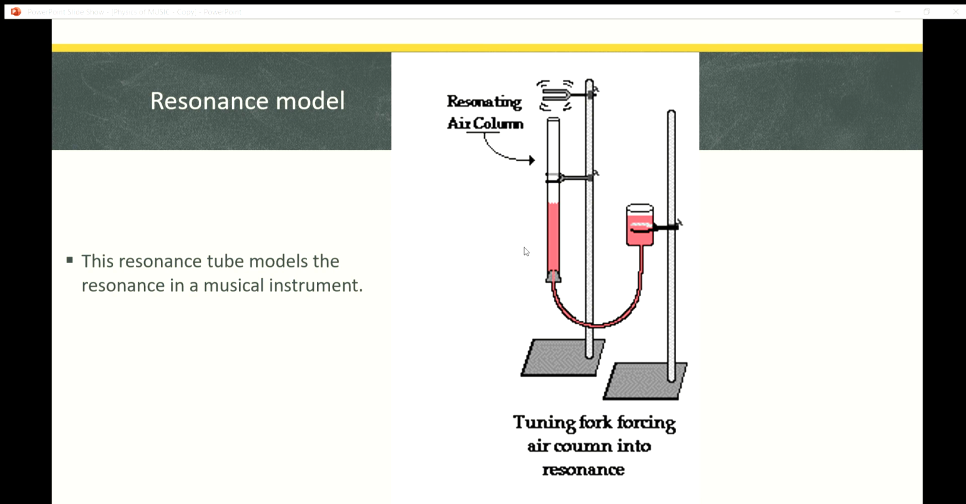So by raising and lowering the level of the water here, the natural frequency of the air in the tube can be matched to the frequency at which the tuning fork vibrates. And once the match is achieved, the tuning fork forces the air column inside of this tube to vibrate also at its natural frequency. Thus, a loud sound is formed and resonance is achieved.